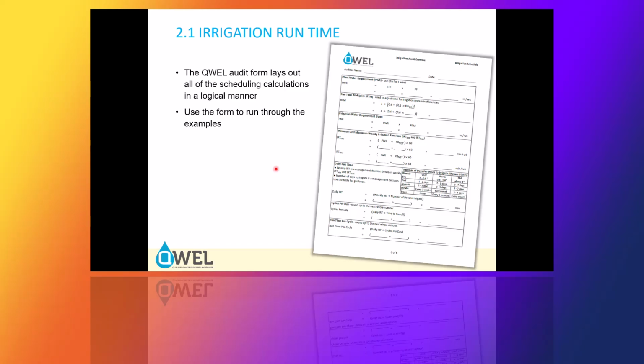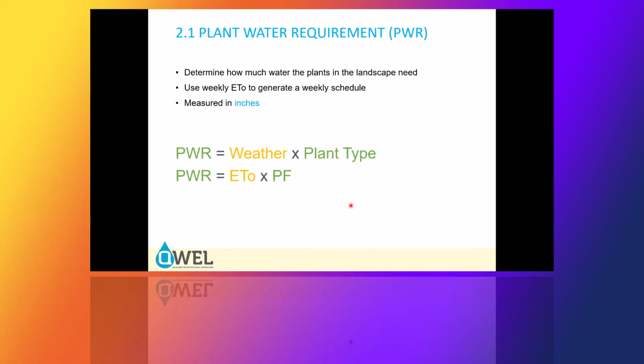You can see here on this page a copy of the QWEL irrigation audit form. The audit form lays out all the scheduling calculations in a logical manner, so make sure you have this form out as we go through all these calculations. Let's talk about the first one, the plant water requirement, or PWR. This is the demand side of our supply and demand equation, so to speak. The plant water requirement is similar to our landscape water budget that we talked about before, but this is expressed in inches rather than a number of gallons for a given area.